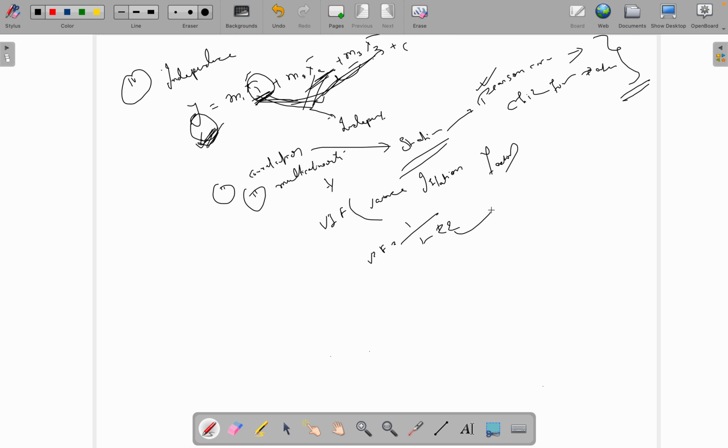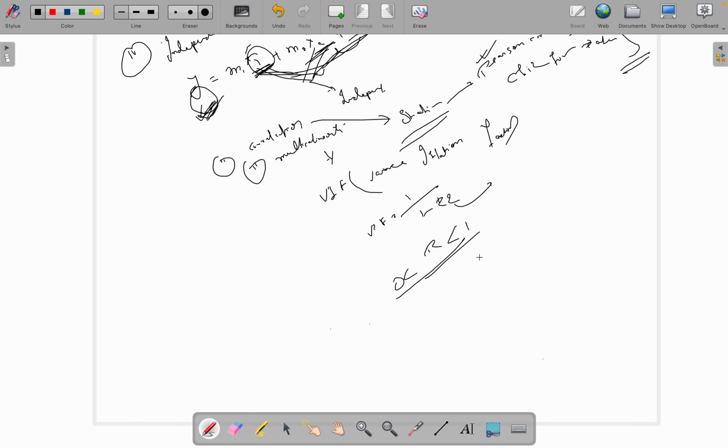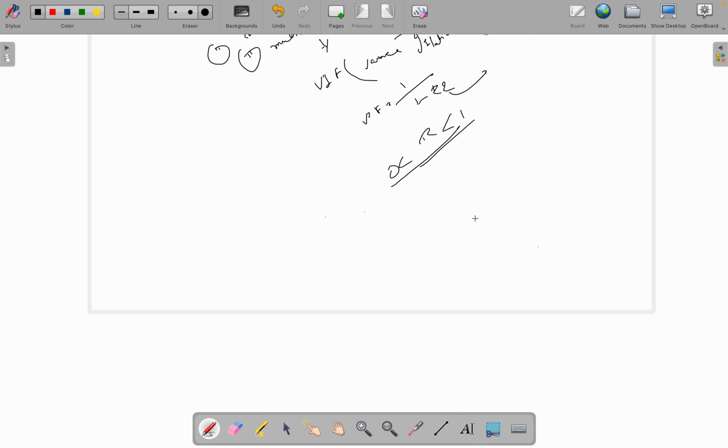R is actually the coefficient of determination, which I will explain later. So the R square value ranges from 0 to 1. Okay, and how to calculate this? You can say if you have a greater VIF, then greater correlation.